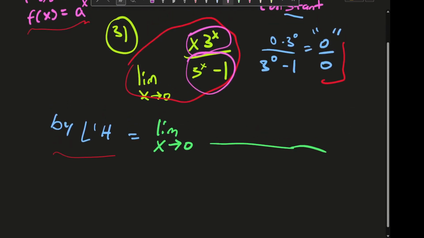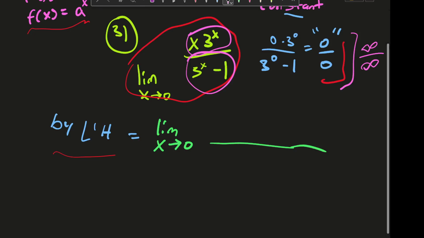Sometimes you might have to do this more than once. If you come out with 0 over 0 again, or infinity over infinity, then you can use L'Hopital's more than once in a row till you get to something you can work with. So let's get into this.